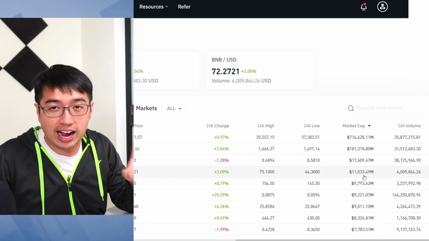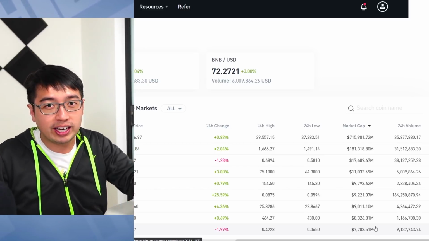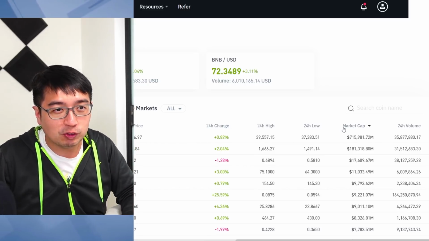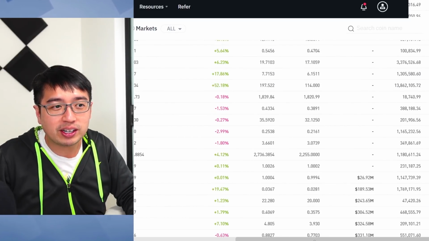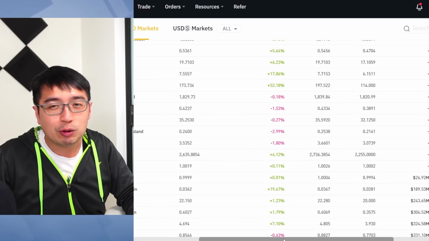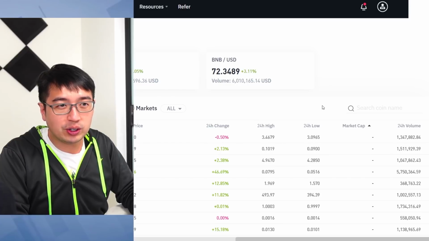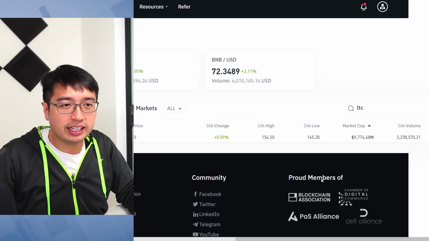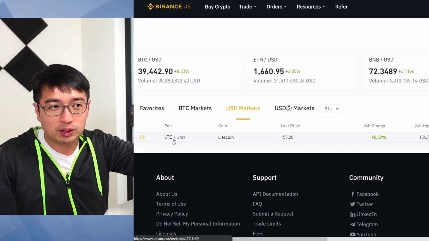Coins typically with the highest market cap move the slowest because it takes a lot more money to go in or out of the coin for it to move. If you want to gamble, you would probably look for a smaller market cap coin and it will trade a little more aggressively. Right now we're going to bring up our Litecoin, and you can do that just by typing in LTC and it will filter out all the other coins and give you the coin we're looking for.